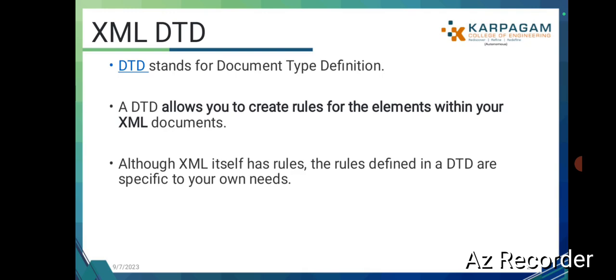What is DTD? DTD stands for Document Type Definition. It defines the structure and the legal elements and attributes of an XML document. When can we say the XML document is a valid document? A valid XML document is a well-formed XML document that follows all the rules of XML, as well as conforming to the rules of a DTD.